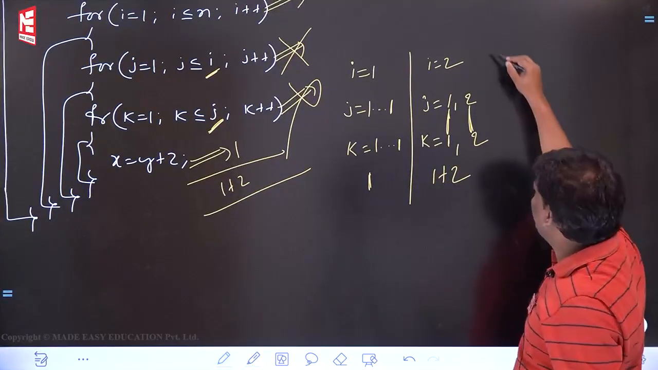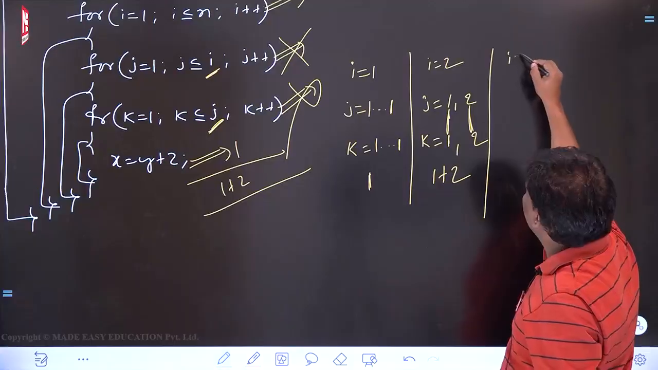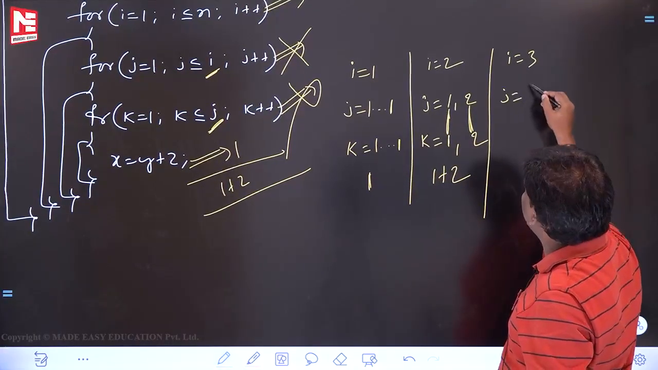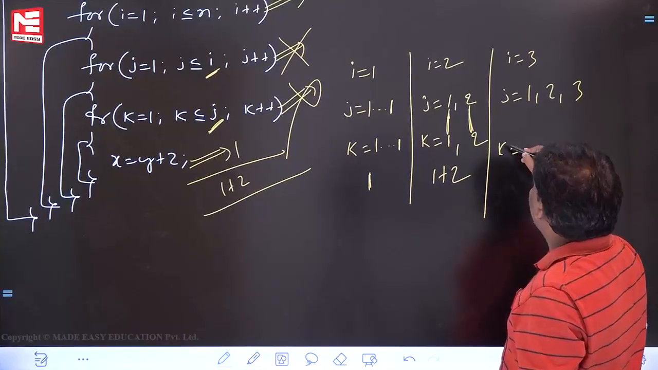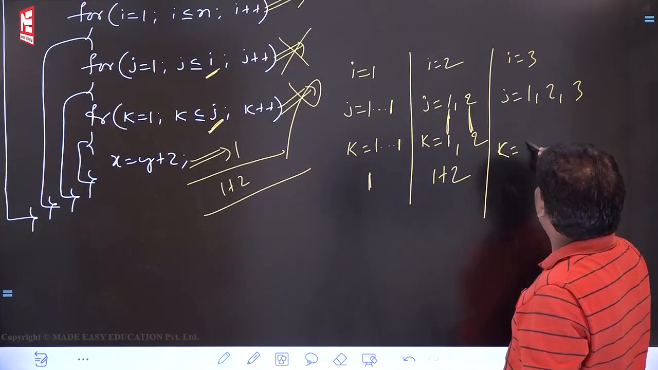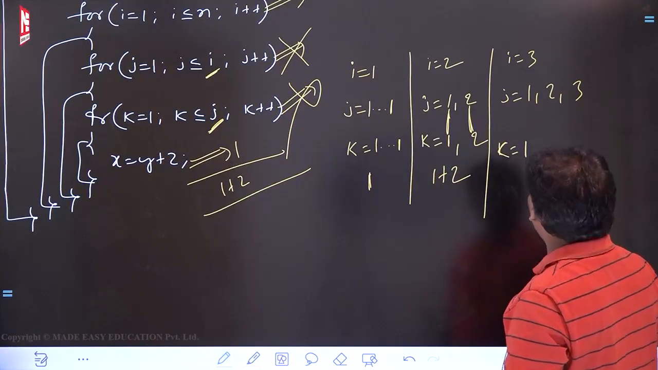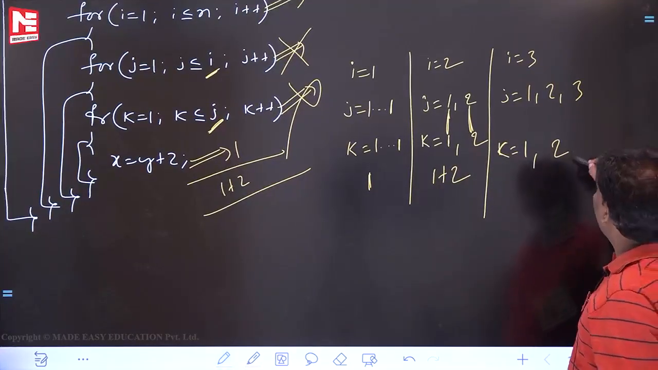Next one, so those people who have a small doubt, see this once again. I value 3, J loop, what is the answer? 1 also, 2 also, 3 also. What about the K loop? What is the answer? The first time, J value 1, K loop is 1 time. J value 2, K loop is 2 times. J value 3, K loop is 3 times.